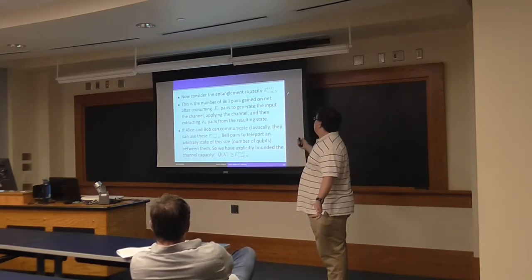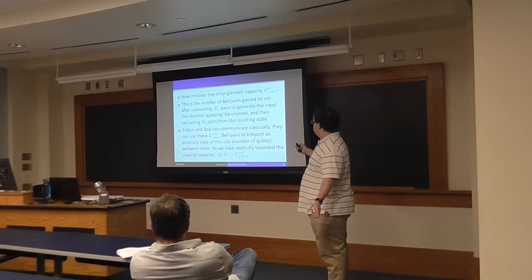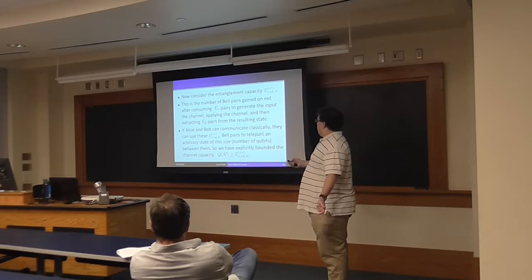Okay, so the importance of this is that now I can actually write down an expression for channel capacity, where my initial thing is the cost of preparing the state, and the final gain is how many Bell pairs I can distill it to. So this is the number of Bell pairs that I get. If I consume some number of pairs, I apply the channel, and then I extract things from the resulting state.